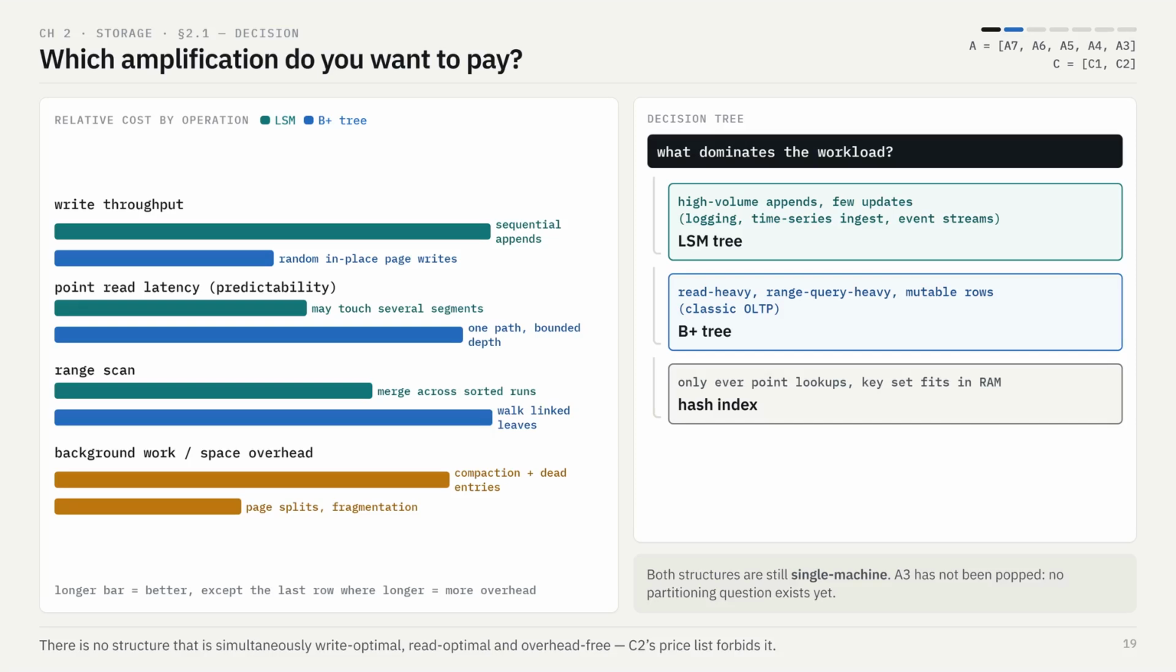High-volume appends with few updates, logging, time series ingestion, event streams, favor the LSM tree. Read-heavy, range-query-heavy workloads over mutable rows, which is the classic OLTP shape, favor the B+ tree. And if you only ever do point lookups, and the key set genuinely fits in RAM, the hash index is sufficient. There is no structure that is simultaneously write-optimal, read-optimal, and overhead-free. C2's price list forbids it. And note the scope discipline here. Both of these structures are still single-machine structures. A3 has not been popped. No partitioning question exists yet.